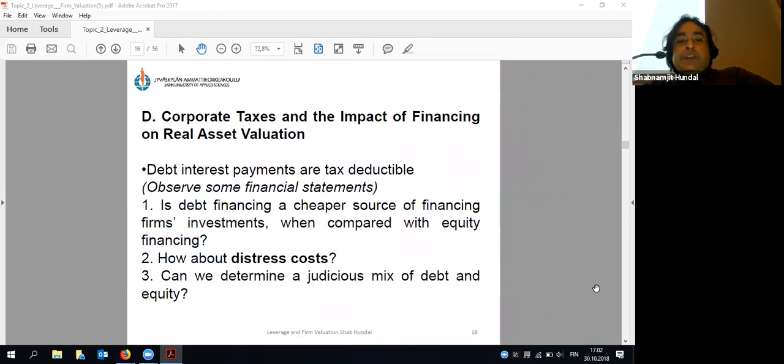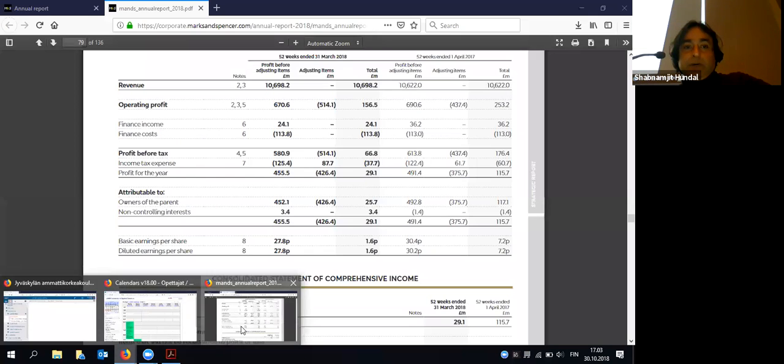Is debt financing a cheaper source of funding for firms' investment when compared with equity? Well, apparently, yes. What about the distress cost? There's always a cost benefit analysis. Now, I want to put an artificial and hypothetical scenario in front of you. Based on the example I showed you of Marks and Spencer's income statement, doesn't it mean that a company should, okay, let me sound more cynical. I show you this statement once again.